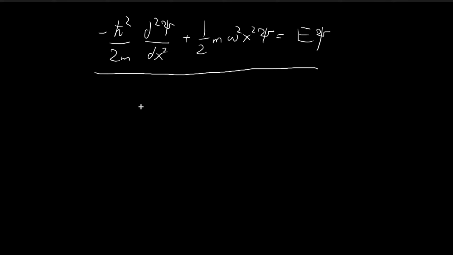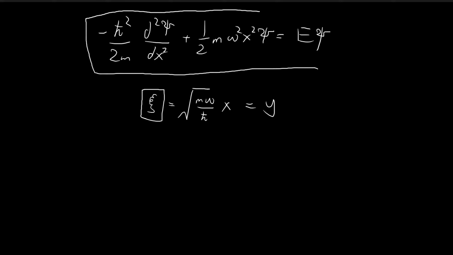As was expressed by Griffiths, he uses this Greek letter xi. I'm very bad at drawing this Greek letter. He's going to let this Greek letter be equal to the square root of m omega divided by h bar times x. And since I'm so bad at drawing this, I'm just going to let this be equal to y. It's going to make my life a lot easier. So now we're going to try to express this differential equation in terms of y. Now it's in terms of x, and I want to express it in terms of y.